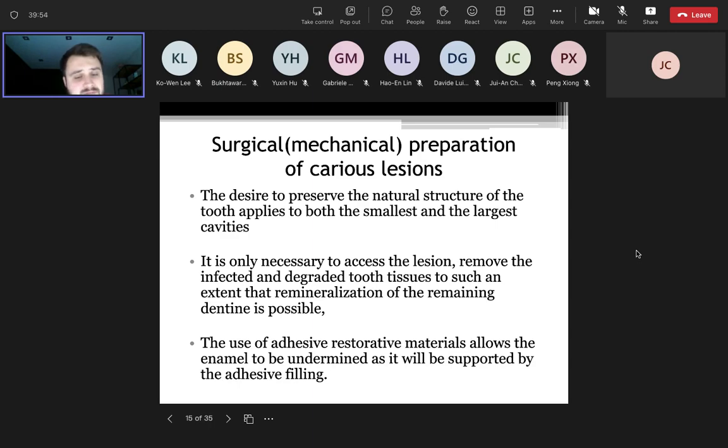The use of adhesive restoration materials allows the enamel to be undermined, as it will be supported by the adhesive filling. So we don't have to remove the enamel, which would be removed in the case of GIC or amalgam fillings.